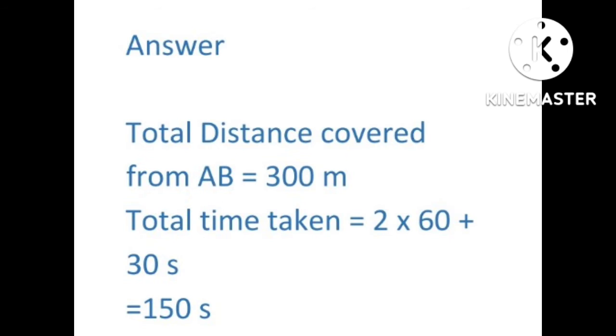In the case of A to B, the total distance and the time are given directly, right? So distance is given as 300 meters. So we can mention here total distance covered from A to B is 300 meters and total time taken is given as 2 minutes and 30 seconds. So this we have to convert into seconds. So that will be 2 into 60 plus 30 seconds, that is equal to 150 seconds.